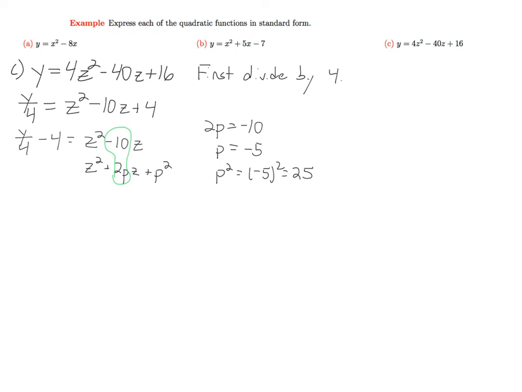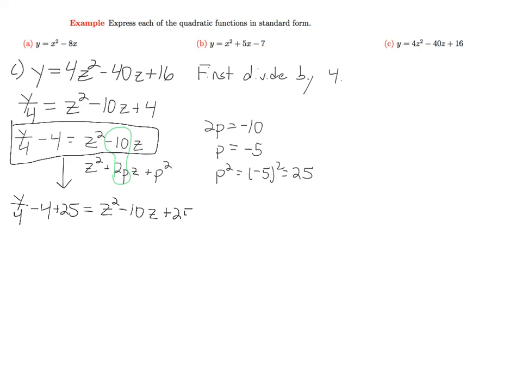So what I need to do is take the expression I had over here, and now I figured out how to complete the square on the right side, namely by adding 25 to the right side. So I need to add 25 to the left side as well. And now on the right side, I have a perfect square. Okay, the right side is z minus 5 squared. And on the left side, I have y over 4 plus 21. Okay, I combine the minus 4 and the 25. And so what's left to do is finally solve for y.